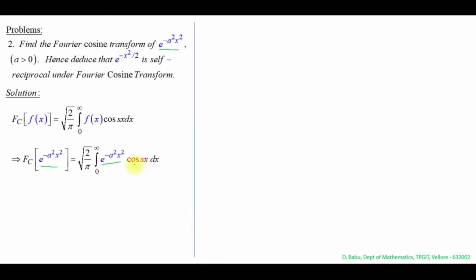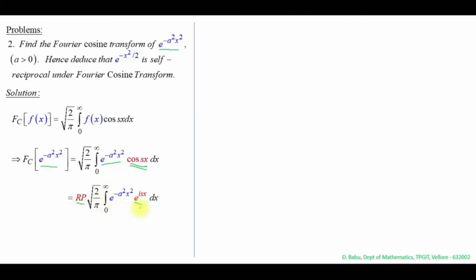Next, note that cos sx can be written as the real part of e^(isx), because e^(isx) equals cos sx plus i sin sx. So the real part of e^(isx) is what? cos sx. Therefore, cos sx can be written as the real part of e^(isx).